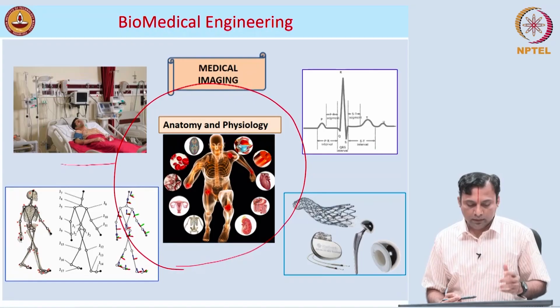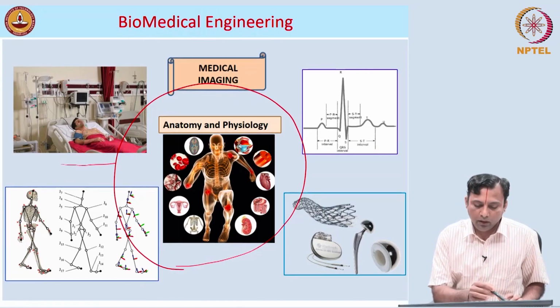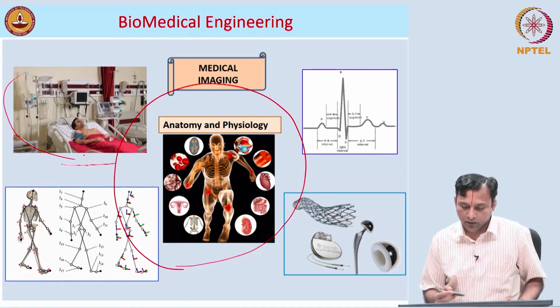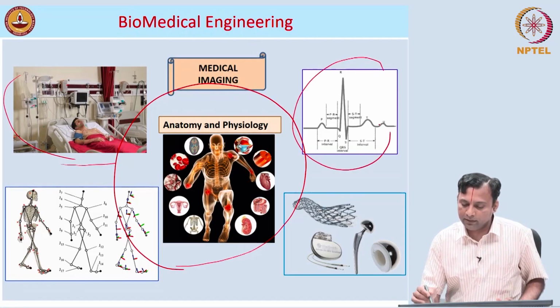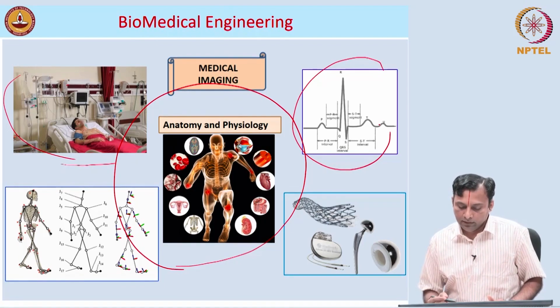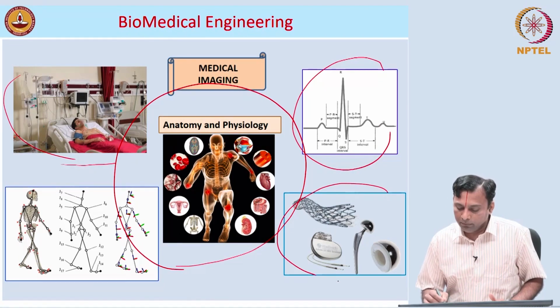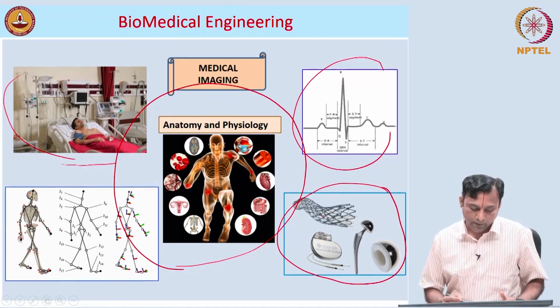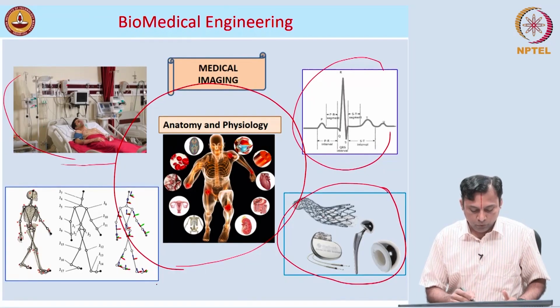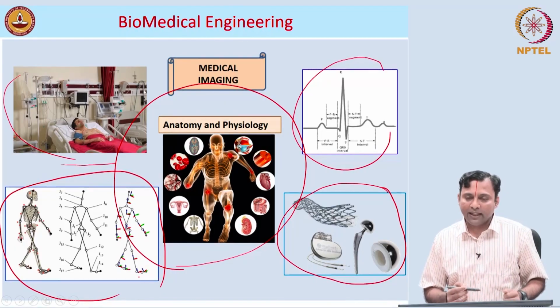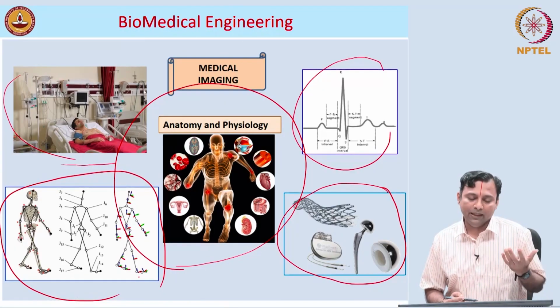So those could be taught as one particular subdivision. Or here you see a signal. This is a typical ECG example that you see. So this is a signal. You also see some implants, which have to do with material properties. And one of the earliest areas of understanding is to do with skeletal motion, so biomechanics.